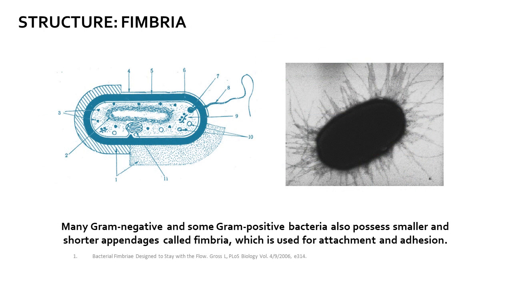Many gram-negative and some gram-positive bacteria also possess smaller and shorter appendages called the fimbria. These are used for attachment and adhesion. Fimbria contain adhesins, which are proteins that are able to attach with relative specificity and withstand substantial shear force. Some bacteria use fimbria to obtain nutrients and move. However, this organelle is predominantly used for attachment and adhesion.